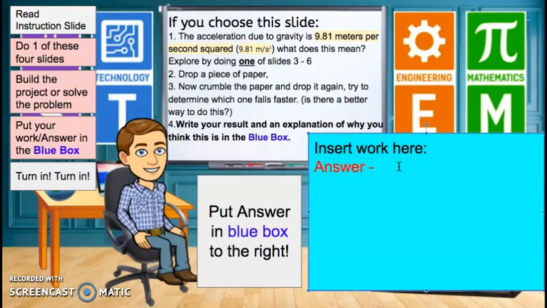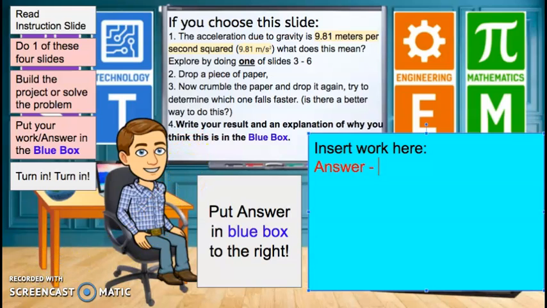Like, let's say they both fall at the same rate. You might say, well, gravity is this constant. The acceleration due to gravity is a constant expressed on both pieces of paper. Let's say that one falls faster than the other. You could say, well, that one fell faster because it was heavier, because I dropped it faster, because maybe it was a different shape. All of these are potential answers. One of them is probably correct.